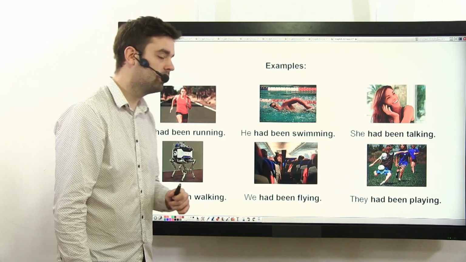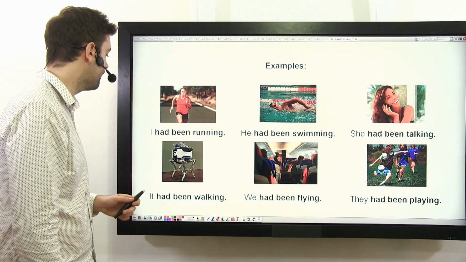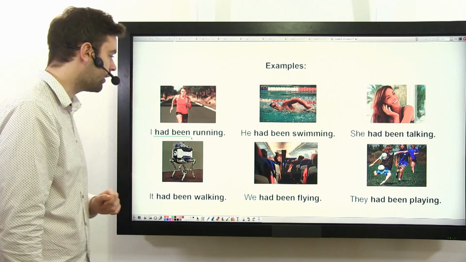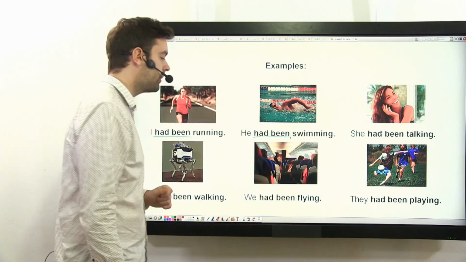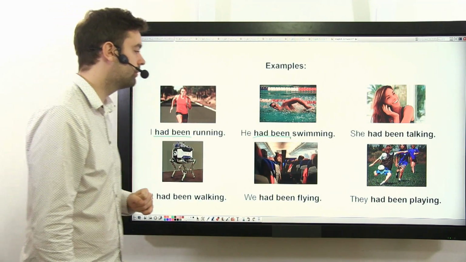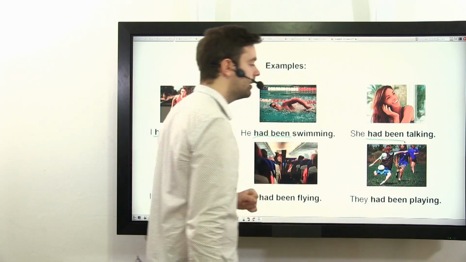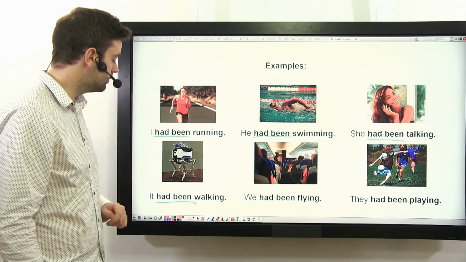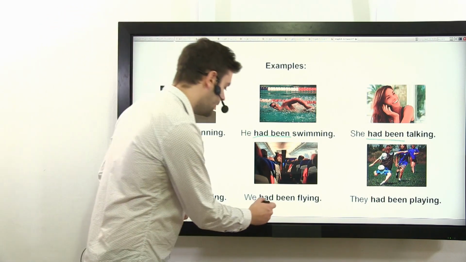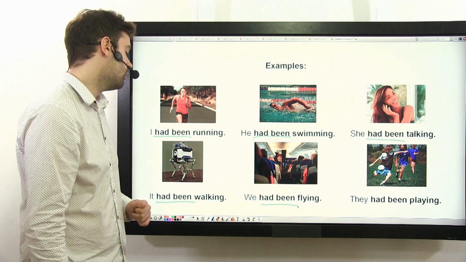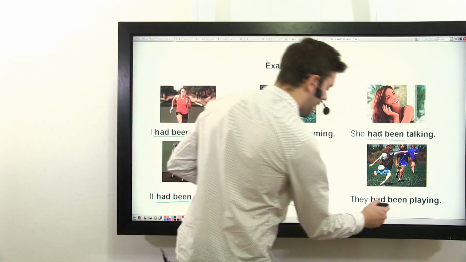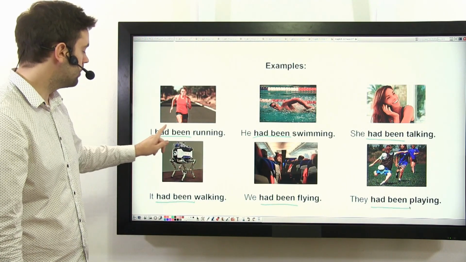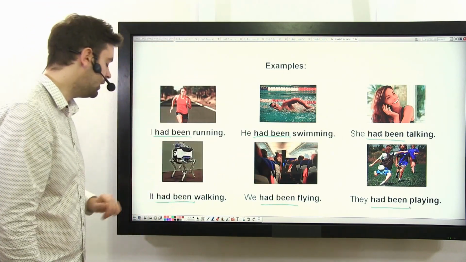Let's take a look at some examples of the past perfect continuous. I had been running. He had been swimming. She had been talking. It had been walking. We had been flying. They had been playing. The had is the same for each of the different subjects.